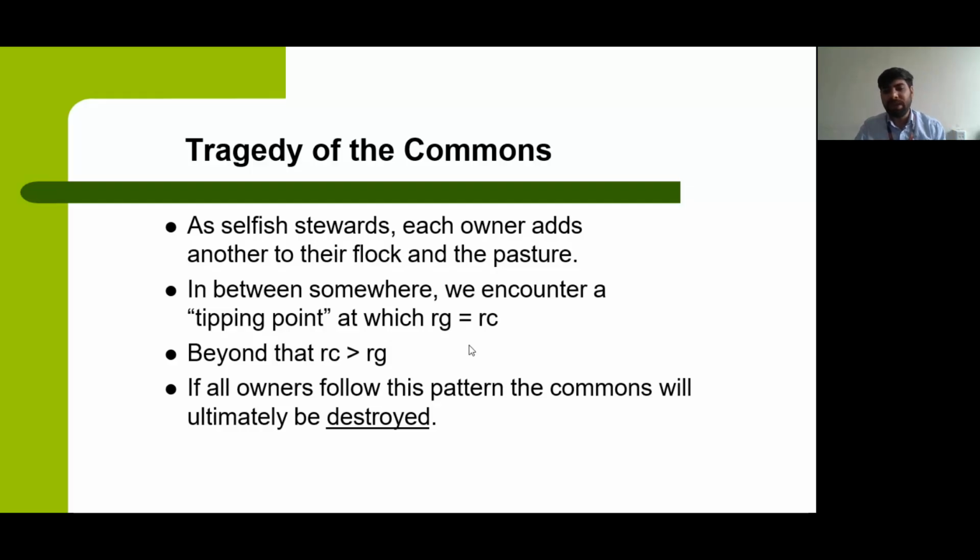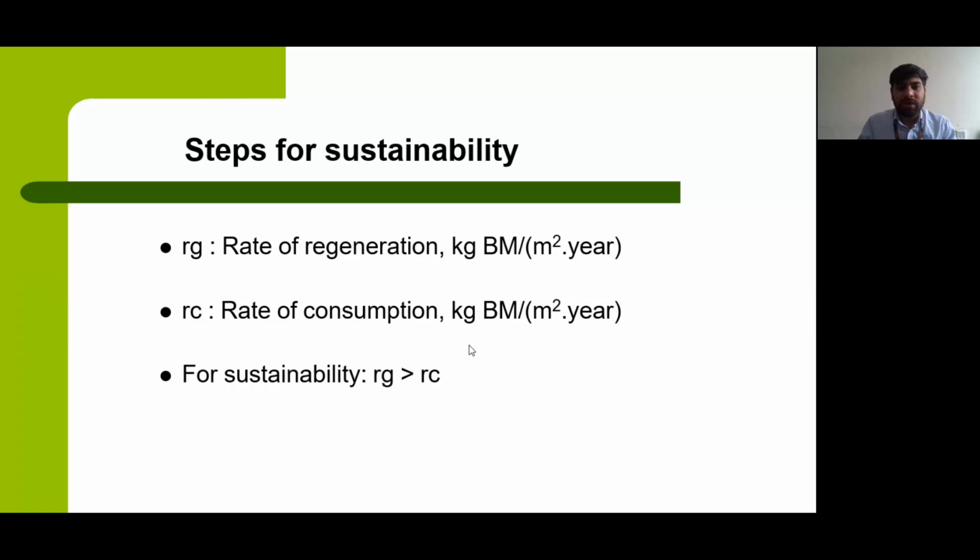This is a small example about the fields around the villages in earlier days. Now there are fewer resources for grazing fields. We have to understand the rate of generation, that is, the rate of biomass or grass, in kilograms or tons per meter square per year. This is the rate of generation, and we also have to measure the consumption of these resources in the same unit.